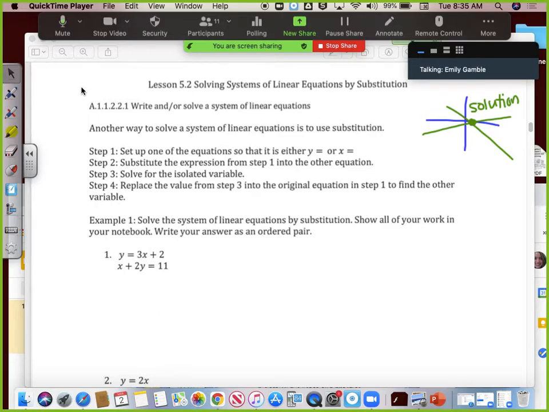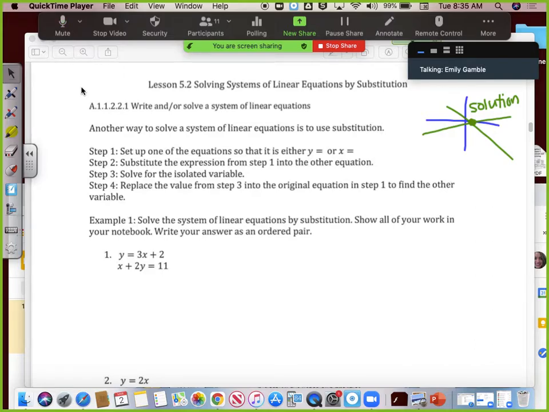And it requires these 4 steps. Step 1, you have to set up one of the equations so that it says either y equals or x equals. Step 2, once you have that done, then you substitute the expression from step 1 into the other equation. Step 3, you solve for the variable that's left, and step 4, replace the value you solved into the original equation to find the other variable. So all 4 of these steps sound completely confusing until we start an example, and I'll show you how this works.